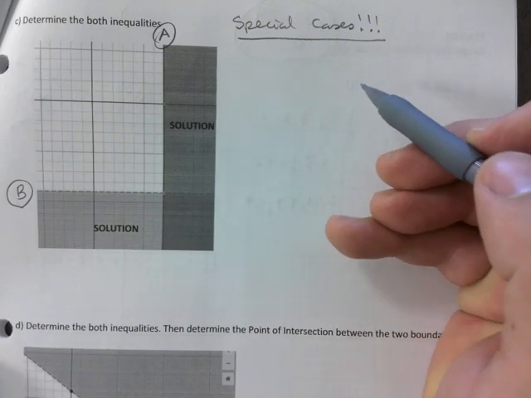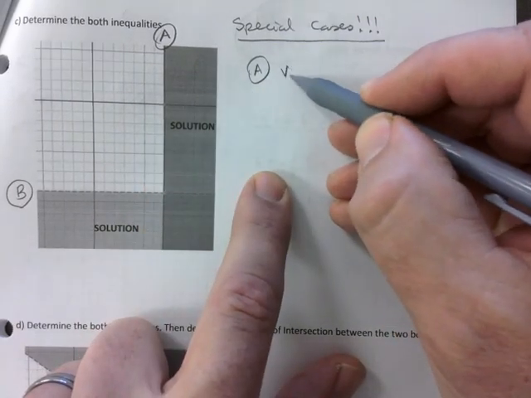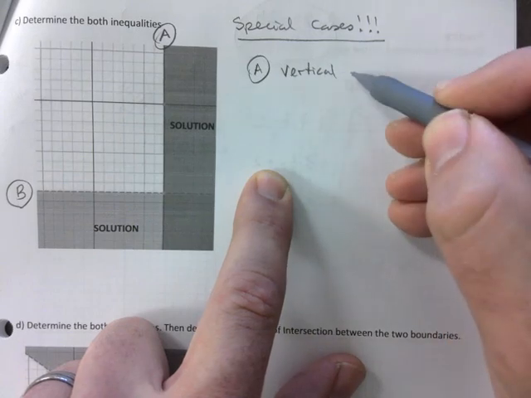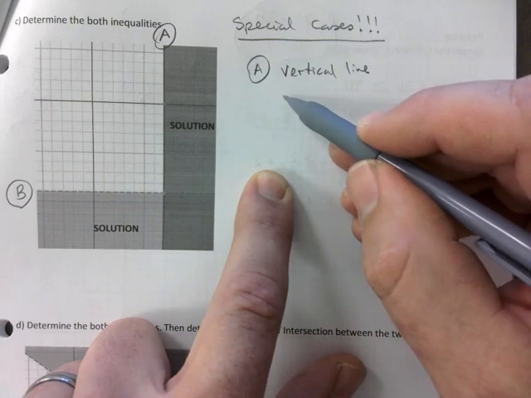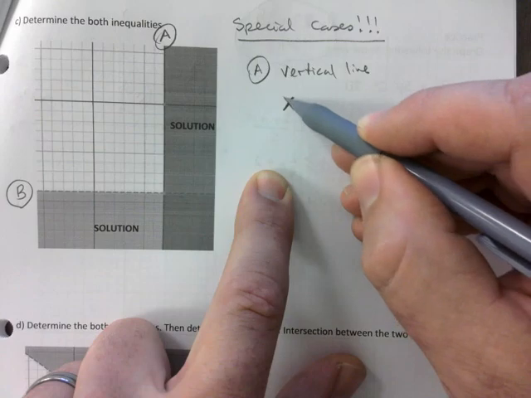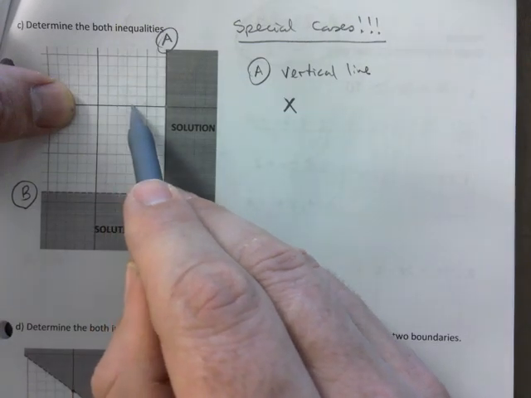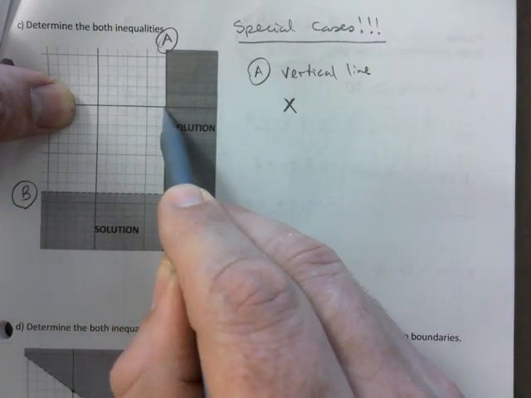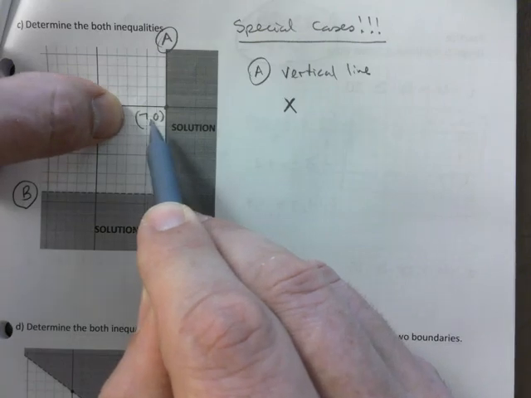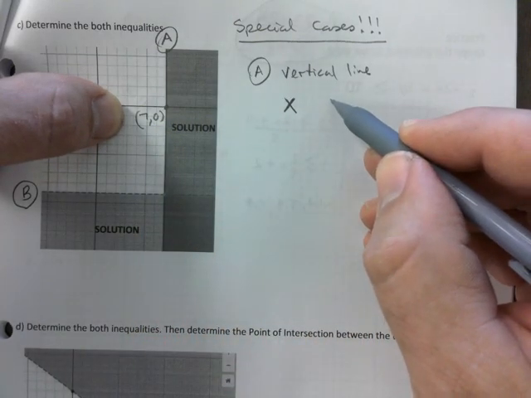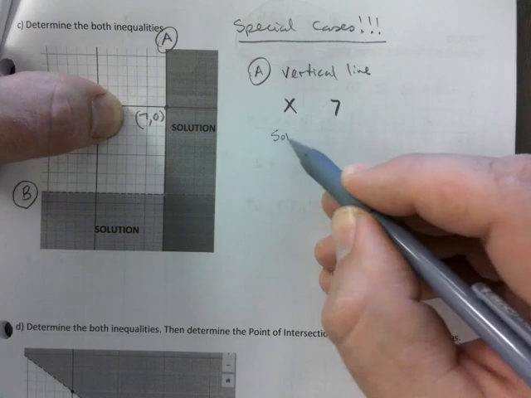Let's do A first. A is what? It is a vertical line involved, right? So will we have a y in there at all? No, it's just going to be x. Where does it go through? Let's do the coordinates. That's 2, 4, 6, 7, right? It goes through 7, 0. So what number is going to be on the other side of the equal sign? 7. There we go. And now you do the solid.